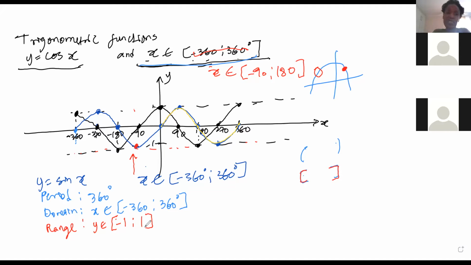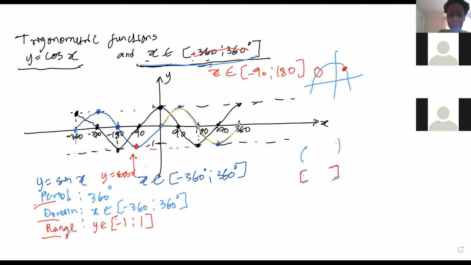Okay, so that's that. It is the same. Can you see, actually, this is the same for both a sine and a cosine graph. The period is the same, the domain is the same, and the range for the cosine and the sine graph. Okay, so that's a sine graph.